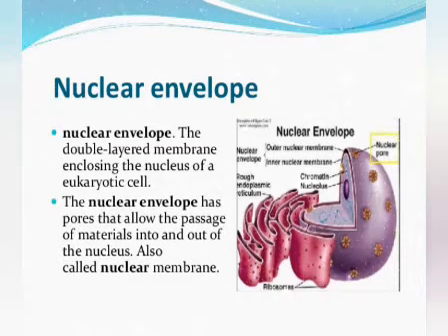Second one, nuclear envelope. Nuclear envelope is the double layer membrane enclosing the nucleus of a eukaryotic cell. The nuclear envelope has pores that allow the passage of materials into and out of the nucleus, also called as nuclear membrane.